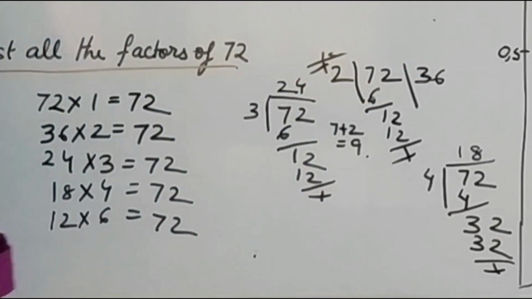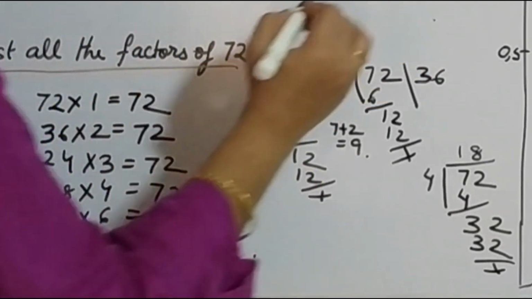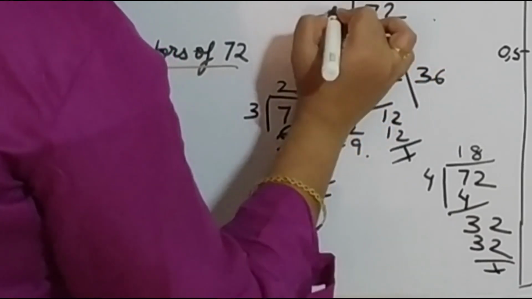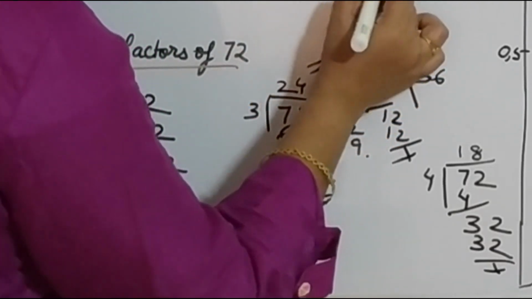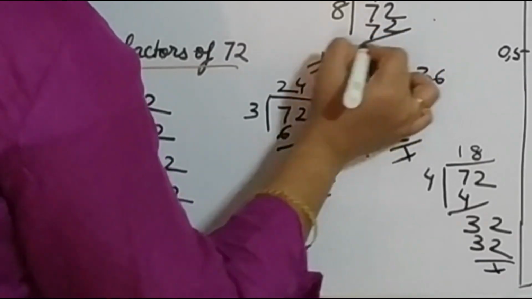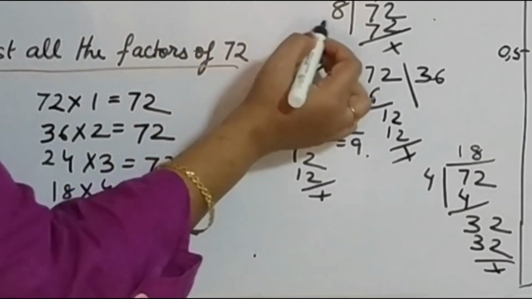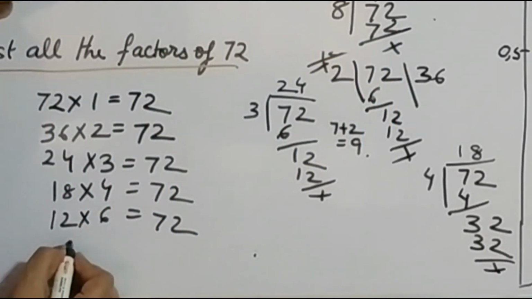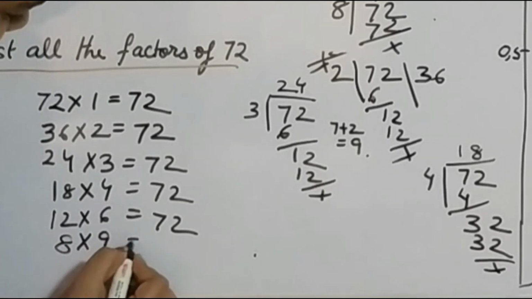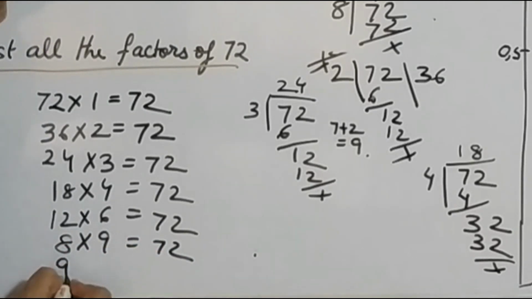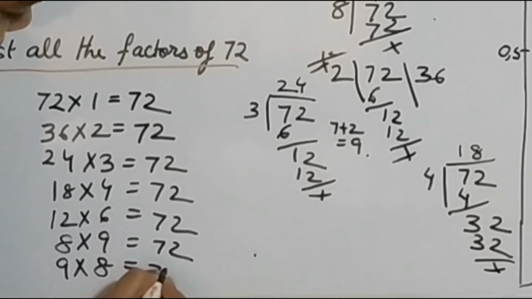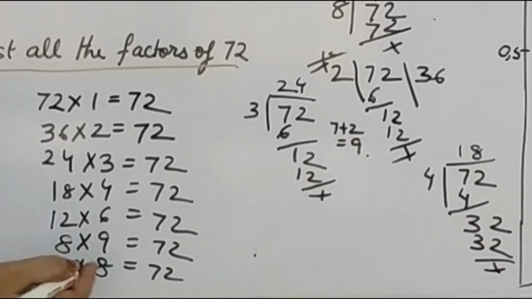Now we'll check with 8. 72 divided by 8. 8 9s are 72. So in this you have to remember the table. You have to remember the table till 10. So 8 9s are 72. You can write 8 into 9 is 72 and 9 into 8 is also 72. So we can stop when the numbers can be interchanged. Then we have to stop.